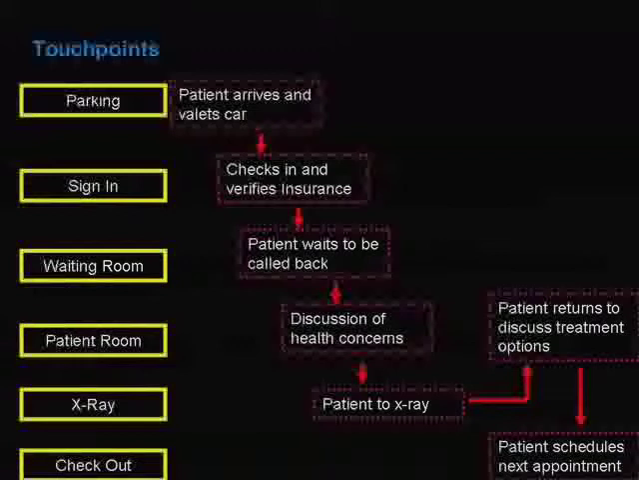As you can see, along the left side are all the identified touch points experienced by the patient and family. They are parking, sign-in, waiting room, patient room, x-ray, and checkout. Along the right side are the activities and caregivers the patient and family encounter at the various touch points. Even if you didn't observe all of these firsthand, you can gather this information by speaking with the patient and family.